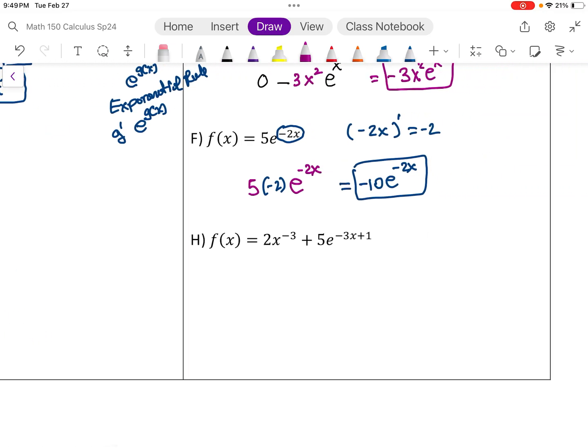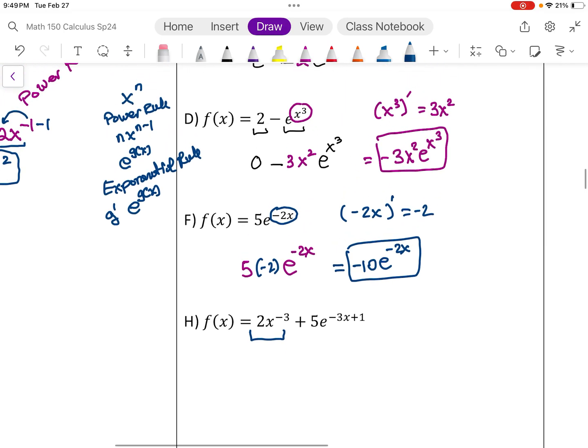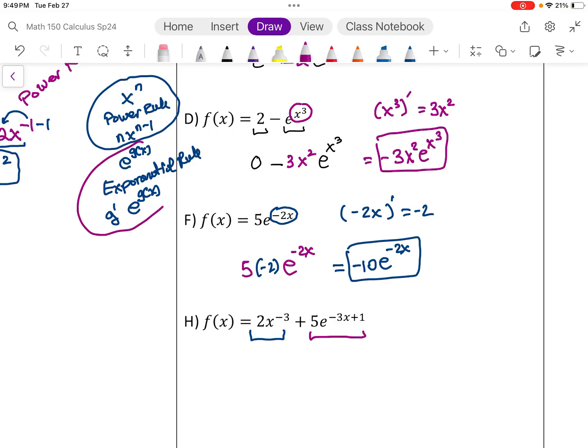All right, let's look at this one. So this has 2 terms. This one is a power of x, so we need the power rule right here. The next one is an exponential, so we need the exponential rule right here. All right, so let's do the power rule. We have the 2 times the negative 3 gets me negative 6. Subtract 1 from the exponent, we get x to the negative 4.